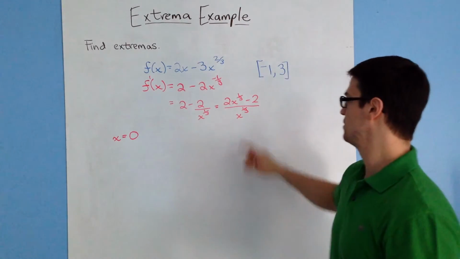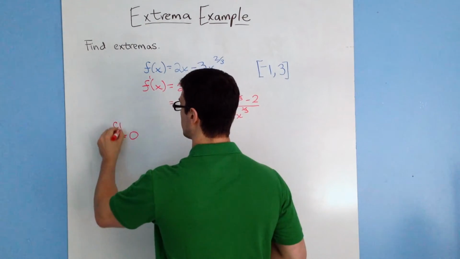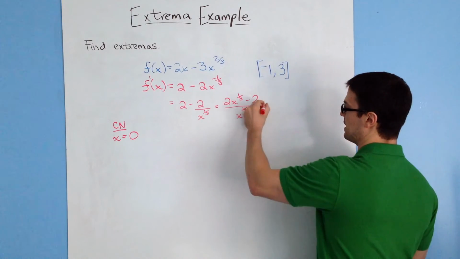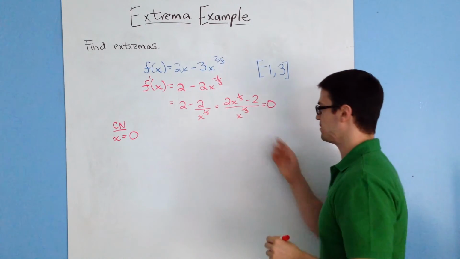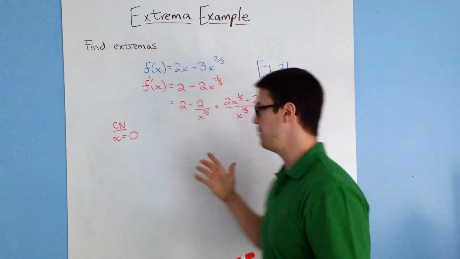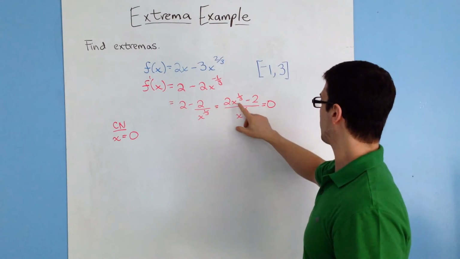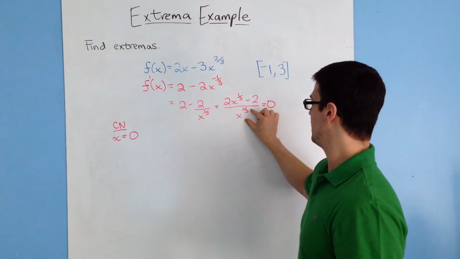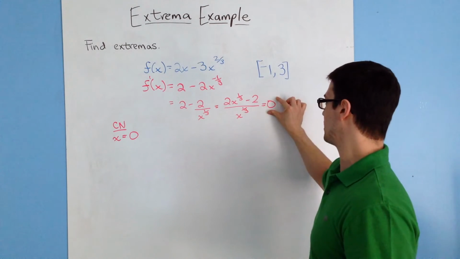So I'm going to write down x equals 0 for a critical number over here. Also, you can set it equal to 0 and try to solve for x to see what values will make it equal to 0. So what I really need to do is focus on this top part right here, because if this is 0 and this is non-zero, then this is going to be equal to 0 over here.